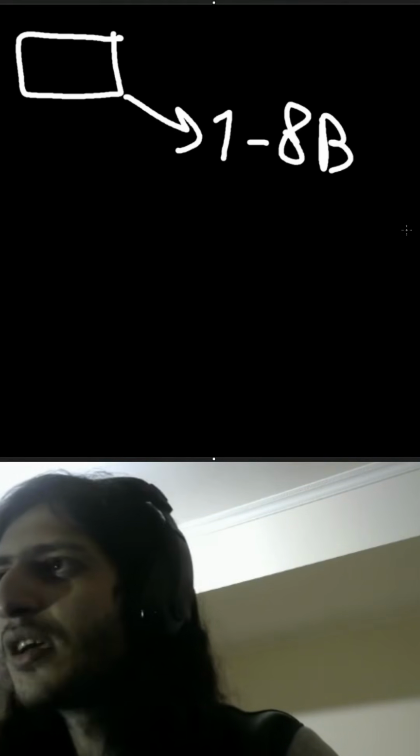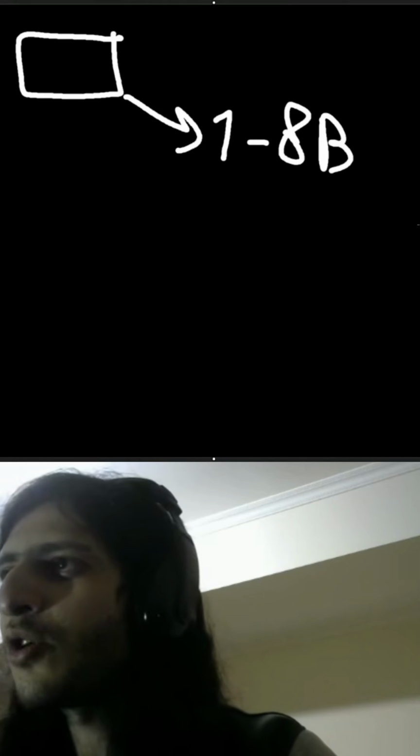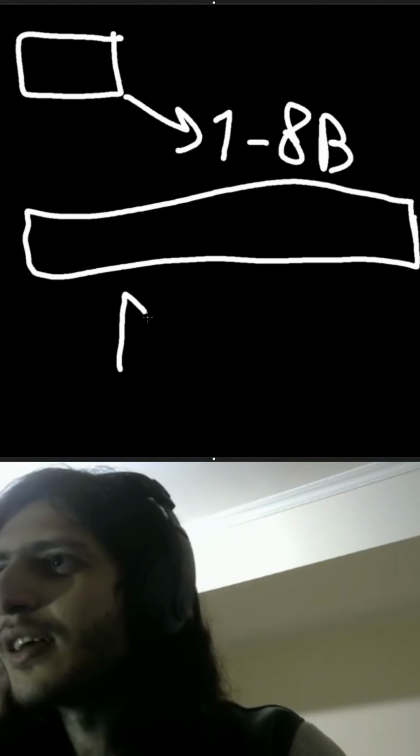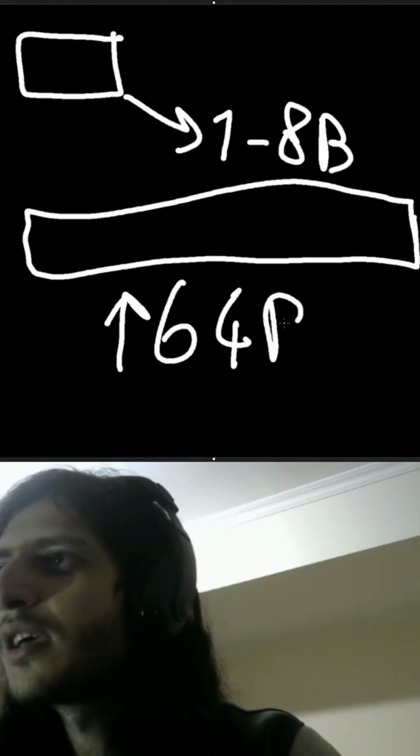So let's say on the main RAM you have 1 to 8 bytes of singular piece of data. When the CPU gets to read this, it never reads a singular piece of data. It always reads it in a line of data. That's not a line, but anyway, you get the idea. These lines are called cache lines, and they are 64 bytes wide.